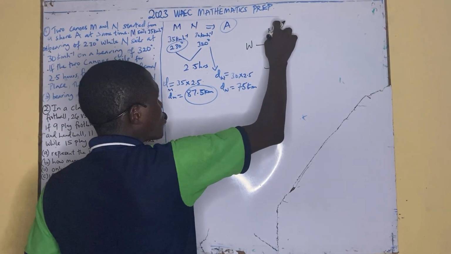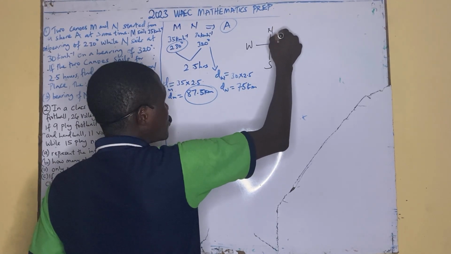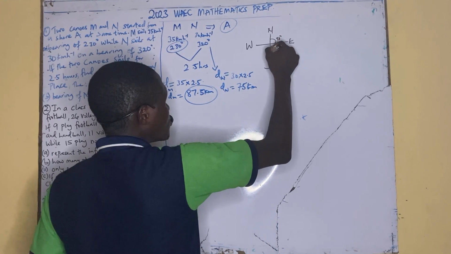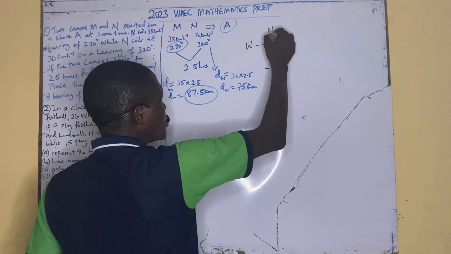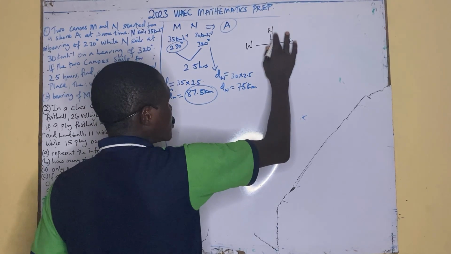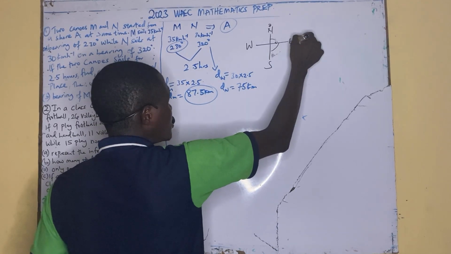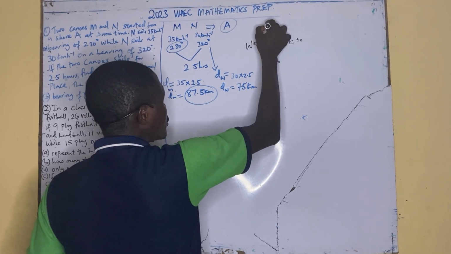Now, this is where we have the north and the east, which from here to here is 90 degrees. From here to here is 180. This one is from 0 to 90 degrees. This is 0 to 90 to 180 to 270 back to 360.